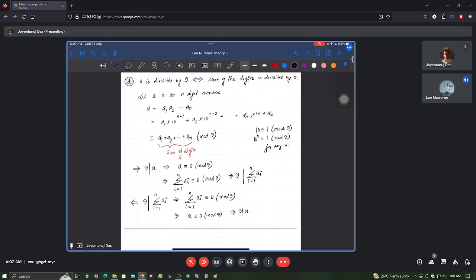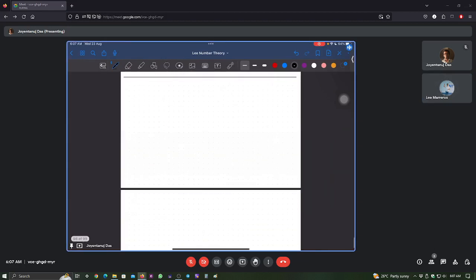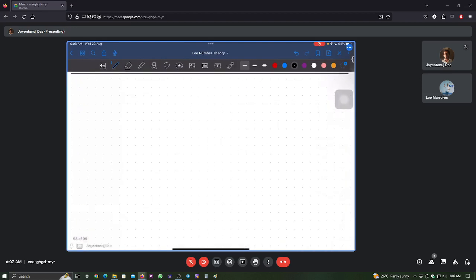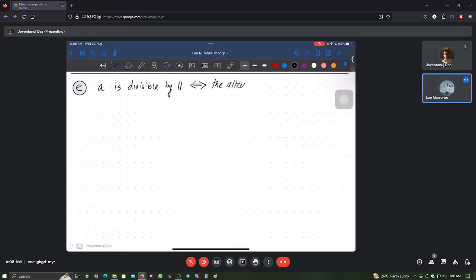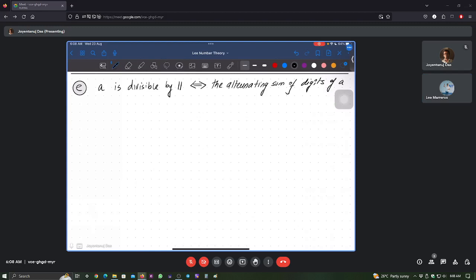So the next one is: a number a is divisible by 11 if and only if the alternating sum of digits of a is divisible by 11. I'll explain what that is.